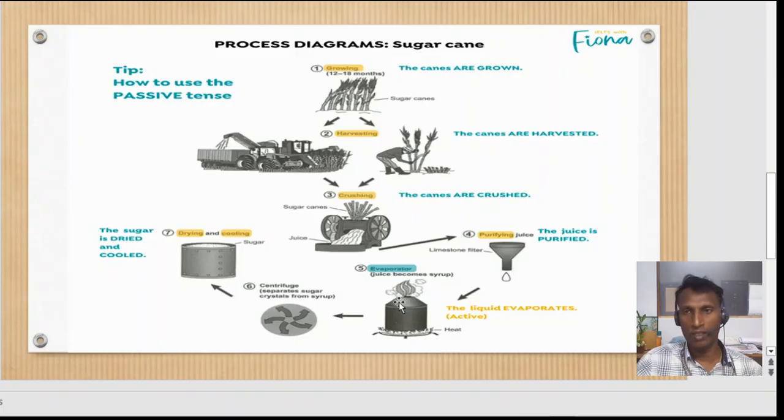After the water is completely taken out at the surface level, the juice goes down, and then they apply a centrifugal approach, which separates sugar crystals from syrup. And finally, the seventh process is that the sugar is dried and cooled at the end.